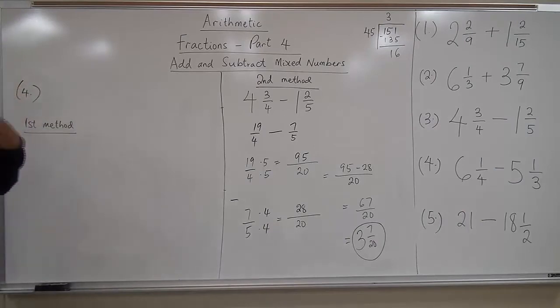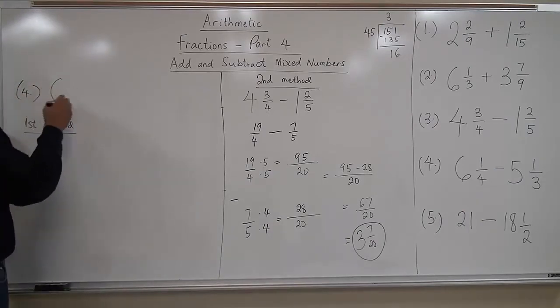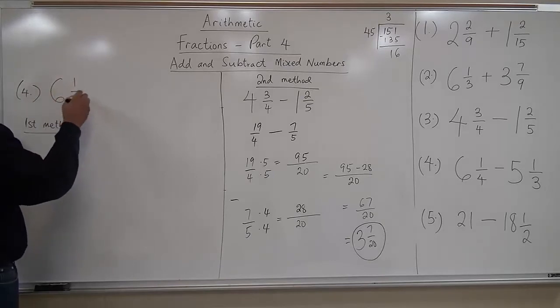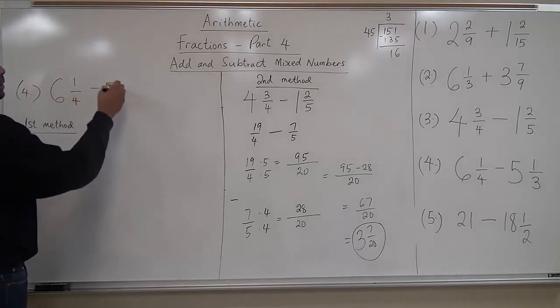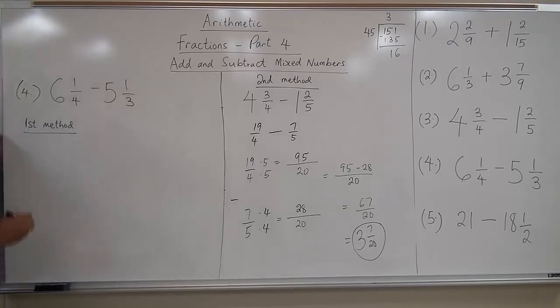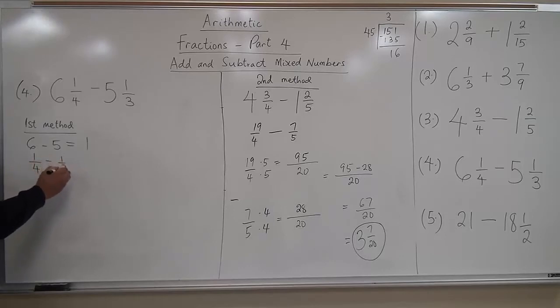Question 4. I'm trying to do varieties. Question 4: 6 whole number, 1 over 4 minus 5 whole number, 1 over 3. With this first method, I do 6 minus 5, which gives me 1. Then 1 over 4 minus 1 over 3. We do it vertically. 1/4 minus 1/3.